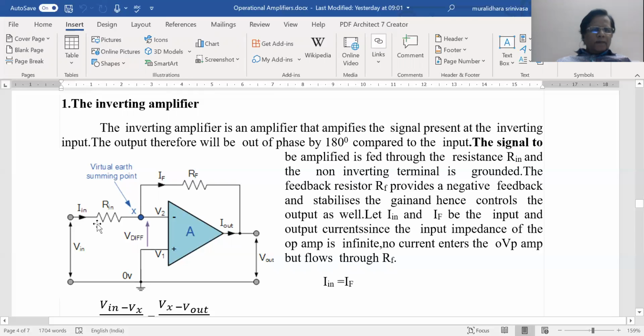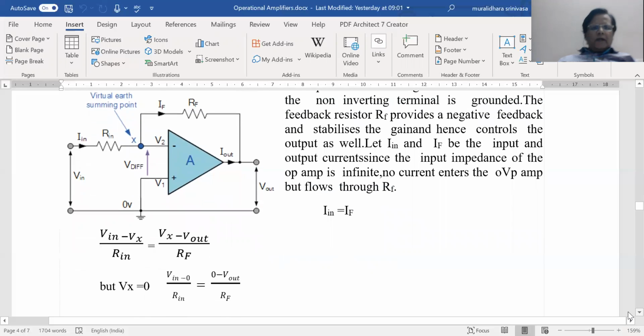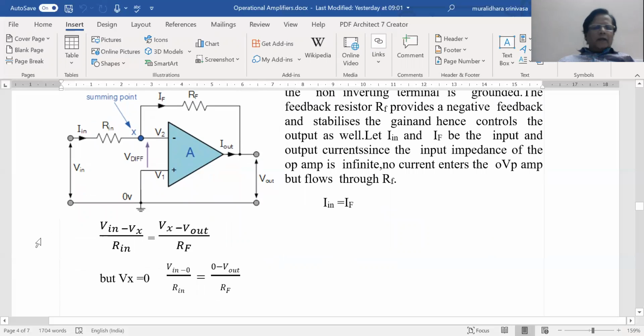So you give a Vin, no current flows through the amplifier. I am assuming the gain to be infinity. Therefore, all the current that flows in will also flow through the output resistor or the feedback resistor. So if In is the input current, then you can use Ohm's law here. Vin minus Vx should be the voltage impressed. So the current In that flows as a result is Vin minus Vx by Rin.